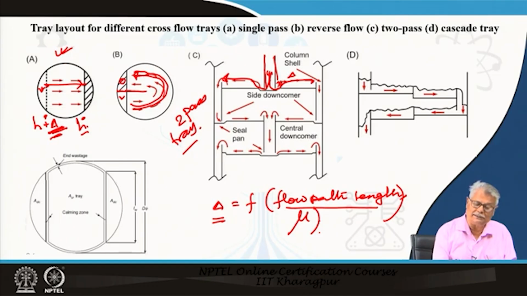Not only has the path length come down, the flow rate has also been halved. So, quite naturally, as compared to a configuration like this, this is going to give you a much smaller delta. Now, once the liquid has come here to the extremities, it is collected and goes back this way with a central downcomer. So, what we note here is that we have a tray with a side downcomer and the next tray is with a central downcomer.